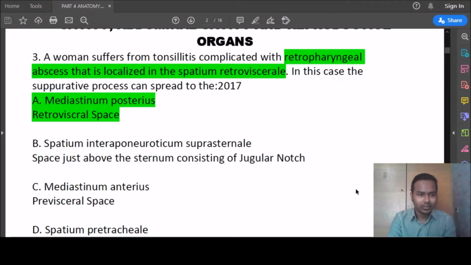The retrovisceral space is present in the posterior mediastinum. Also, you can see the other options. The spatium interaponeuroticum suprasternale is the space just above the sternum, consisting of the jugular notch. The anterior mediastinum is the previsceral space, in the thoracic cavity. The retrovisceral space is the posterior mediastinum.